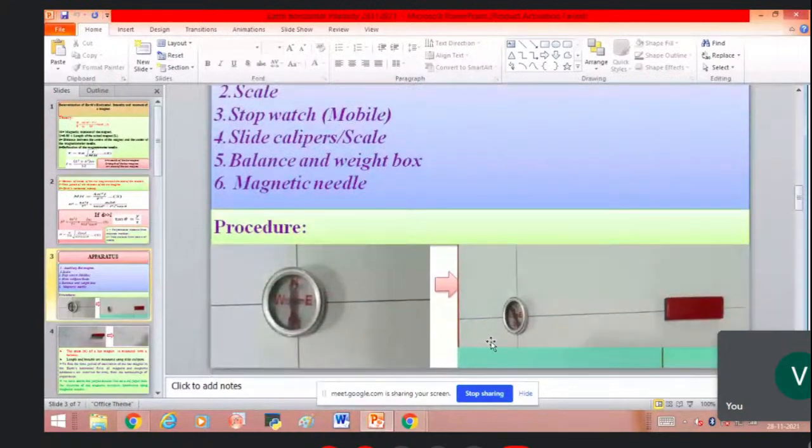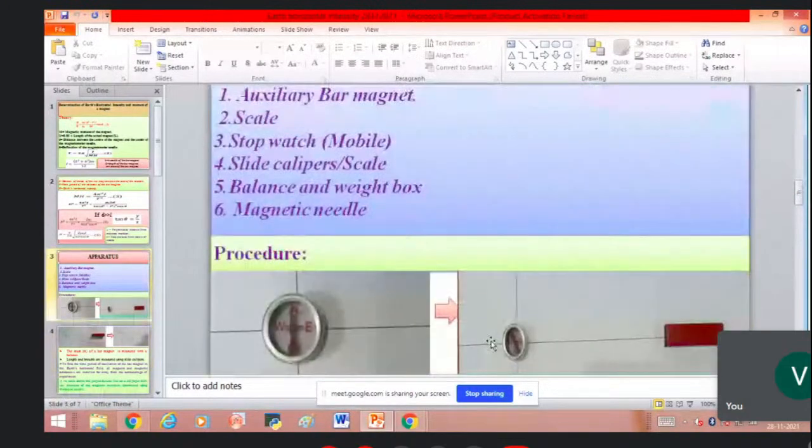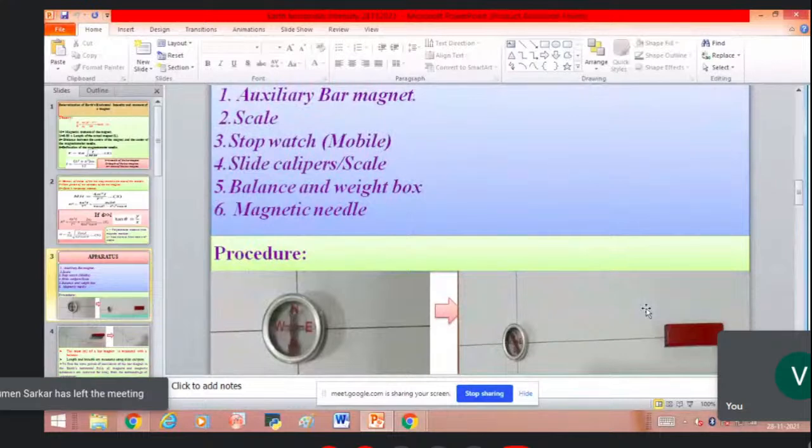So the experimental setup is very simple. This is the experimental setup. We have the bar magnet, and a magnetic needle. This is a magnetic needle, and this is a bar magnet.